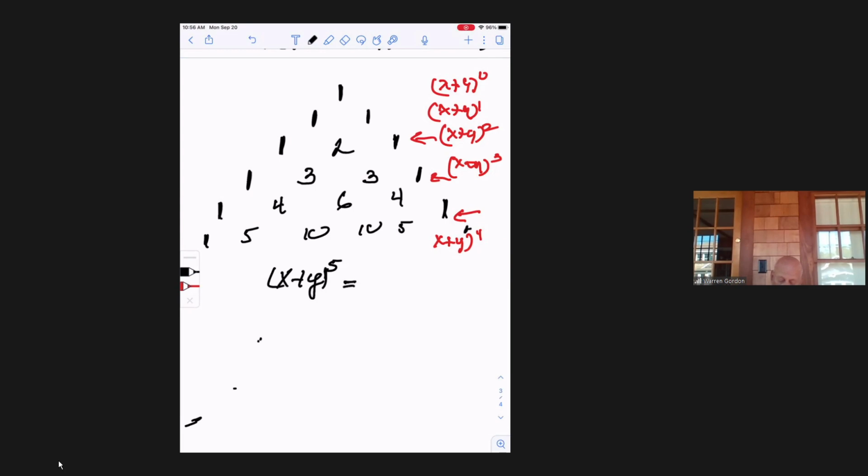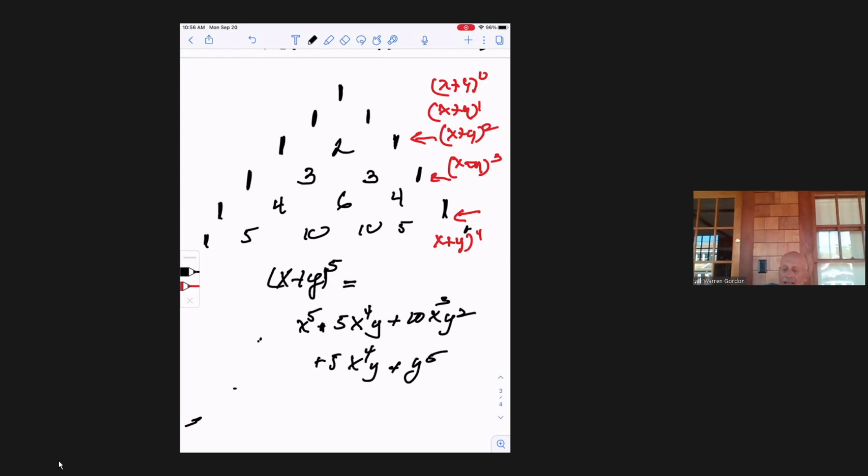So this would turn out to be just x to the 5th plus 5 x to the 4th y plus 10 x to the 3rd y squared. Notice the pattern. I'm getting the coefficients from Pascal's triangle, and the powers of x decrease by 1, and the powers of y increase by 1 with each term. Plus 5 x to the 4th y plus y to the 5th.